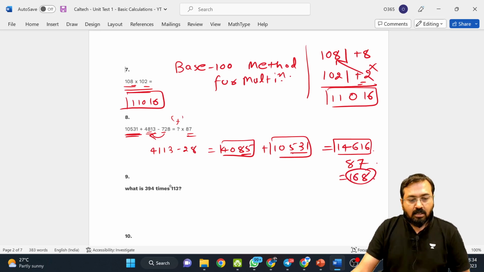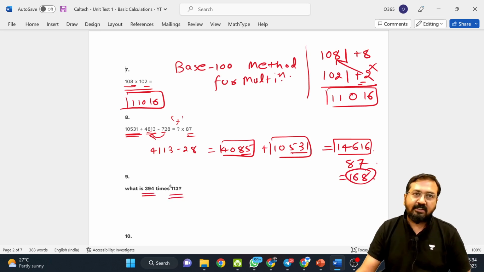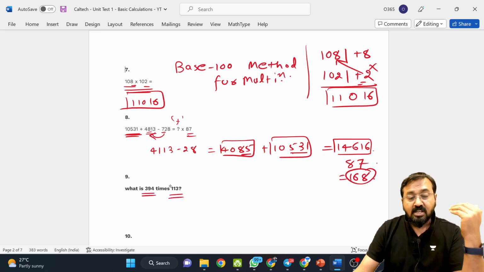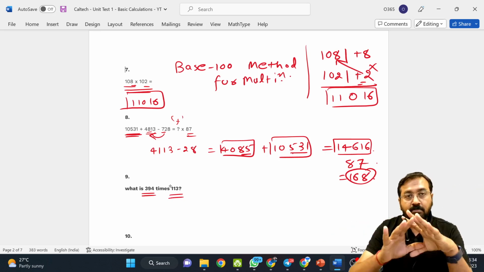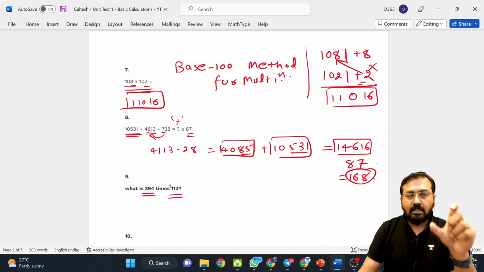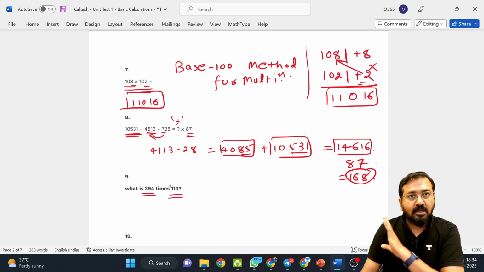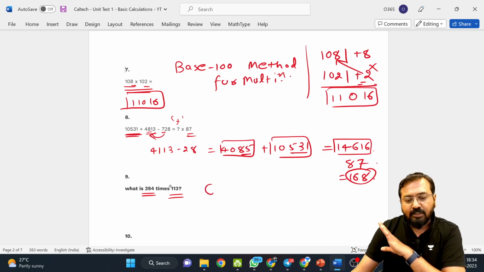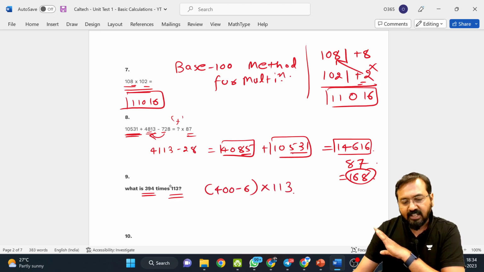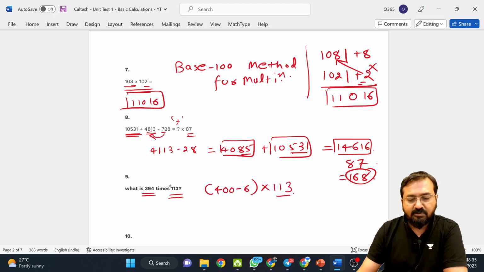Now, what is 394 times 113? There is a shortcut for this question. Rather than multiplying two numbers in a complicated manner, either you can go for approximation if there is a provision for it. Otherwise, if you want an accurate answer, there is a way. 394 can be written as 400 minus 6, into 113. Now, this will simplify our question. 113 times 4 is 452, with 00 as it is, minus 113 times 6, which is 678.